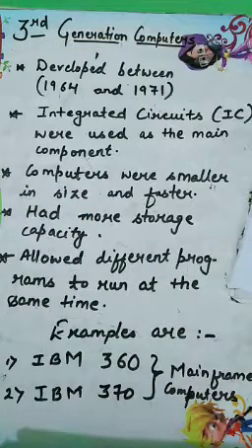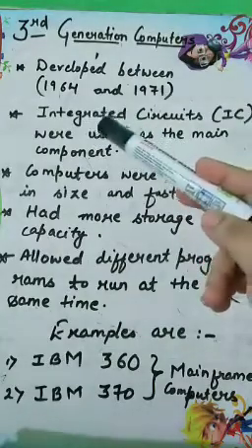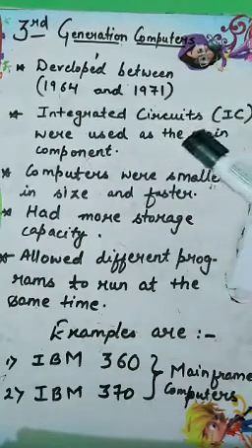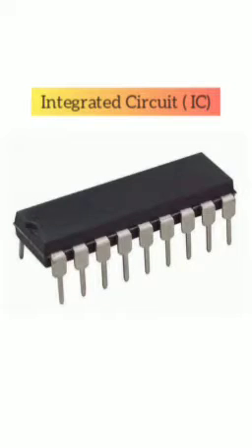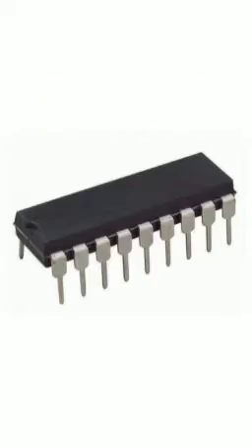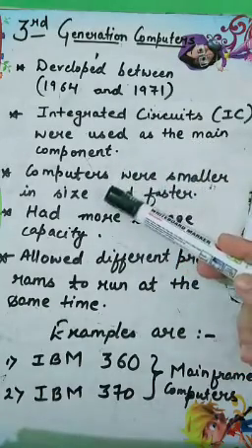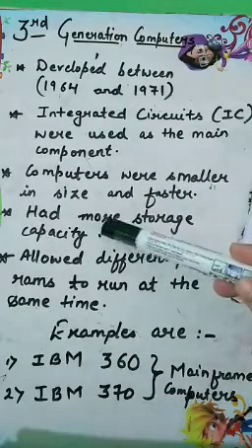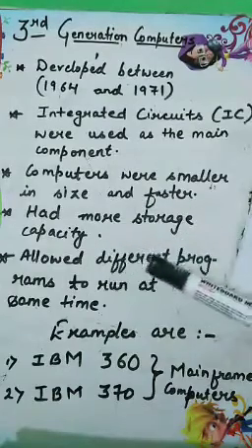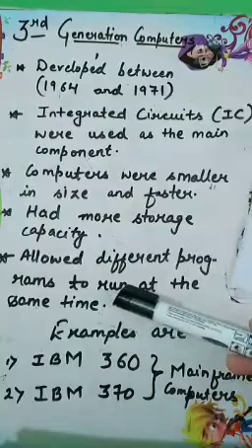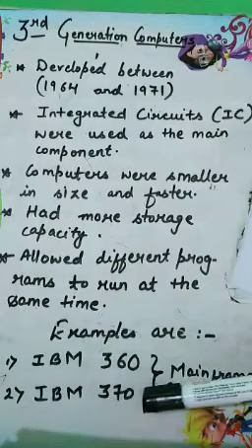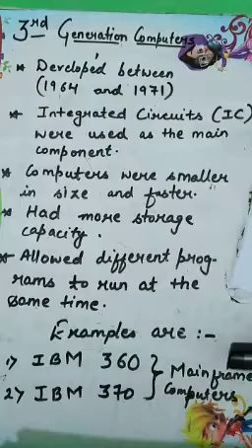Now children, third generation computers were developed between 1964 and 1971. During this time, integrated circuits were used as the main component. They have replaced the transistors. See children, this is an integrated circuit, which is also known as a chip. The computers were smaller in size and faster than second generation computers. These generation computers had more storage capacity and allowed different programs to run at the same time. A few examples of the third generation computers are IBM 360 and IBM 370 series. They both are considered mainframe computers.